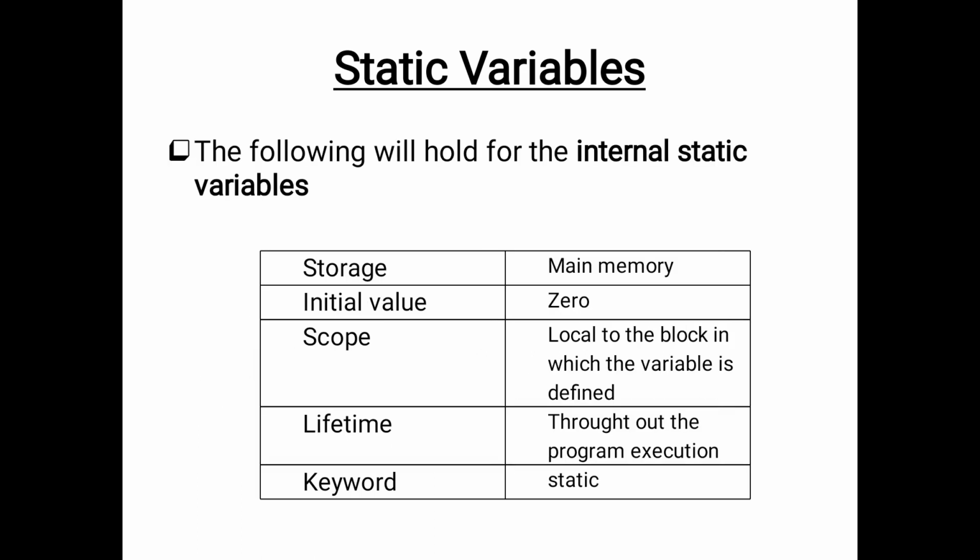Coming to the details of the internal static variable: it is stored in main memory. The initial value that can be taken by the static variable is 0. The scope of the static variable is local to the block in which the variable is defined, and the lifetime of the variable is throughout the program execution. The keyword static is used when we declare a static variable in our program.